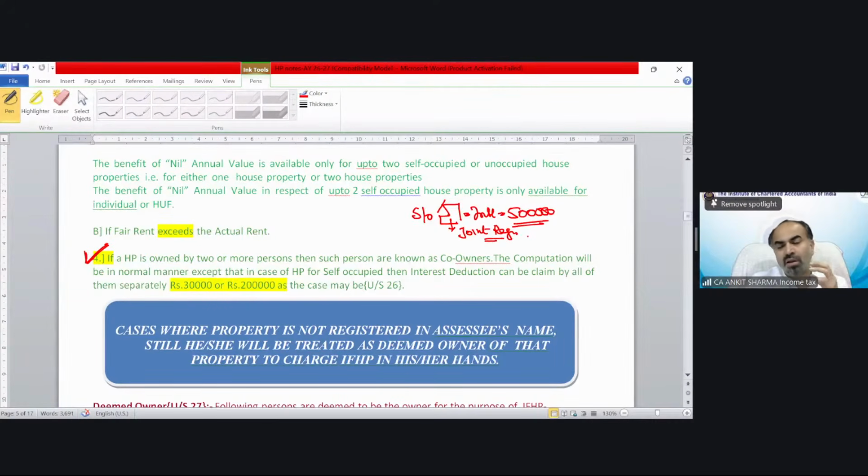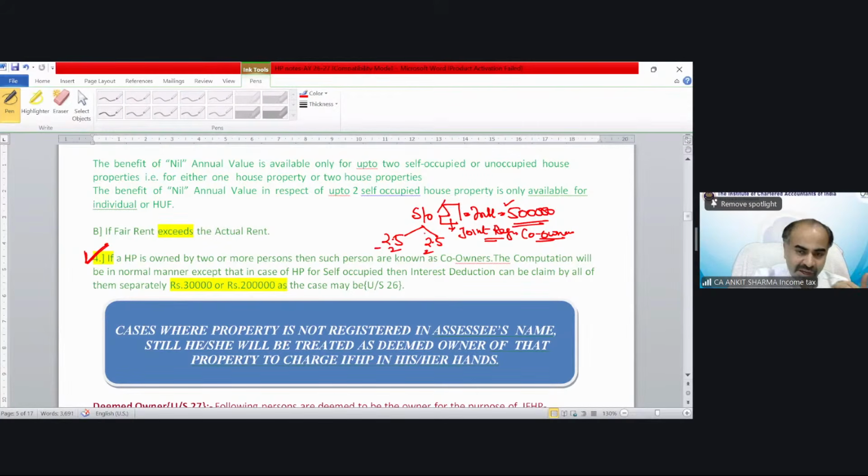So the registry is in the name of Mr. A and suppose Mr. B is his brother. So those are called co-owners. If the property is in the name of joint owners or co-owners, and now if the interest is 5 lakh, then they both can claim half of the interest benefit, 2.5 and 2.5. So maximum they can claim 2 lakh each under the self-occupied category.